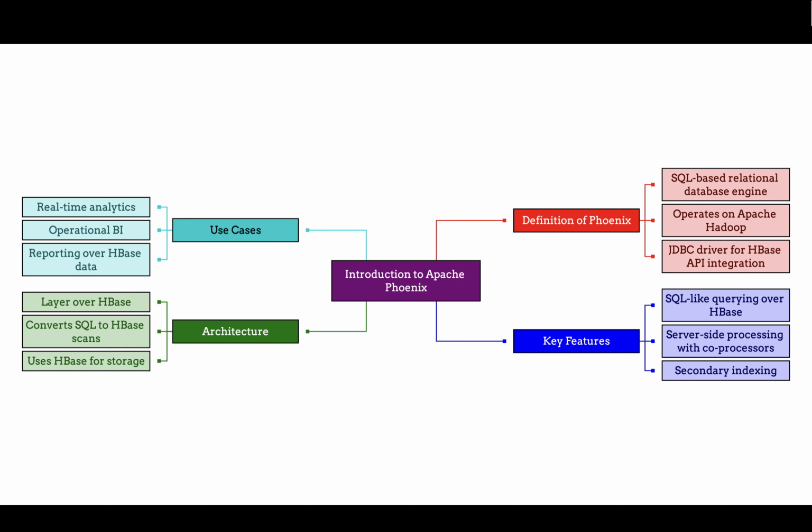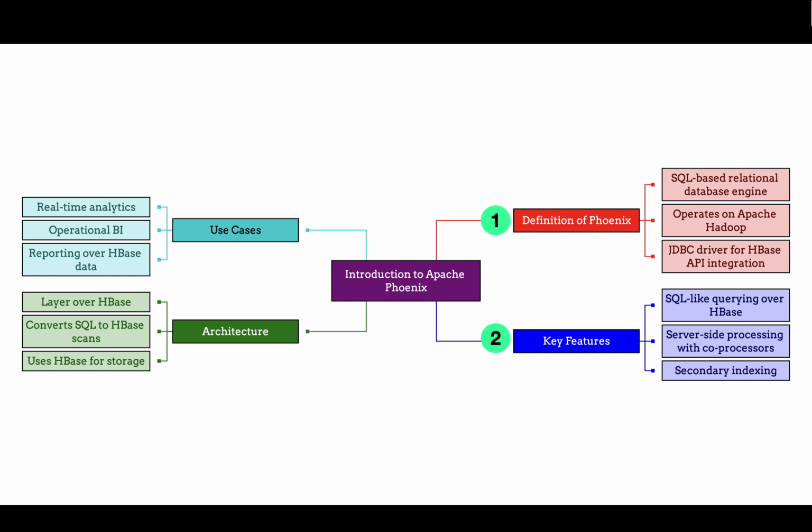Introduction to Apache Phoenix. 1. Definition of Phoenix. Apache Phoenix is an open-source, SQL-based, relational database engine that enables OLTP and operational analytics for Apache Hadoop. It provides a JDBC driver to hide the complexity of HBase's APIs.